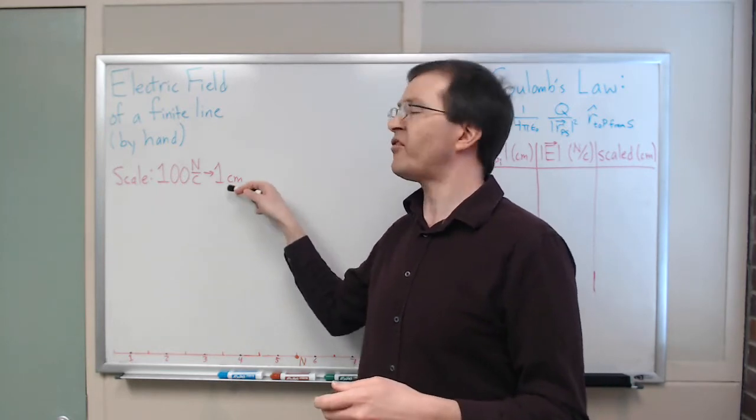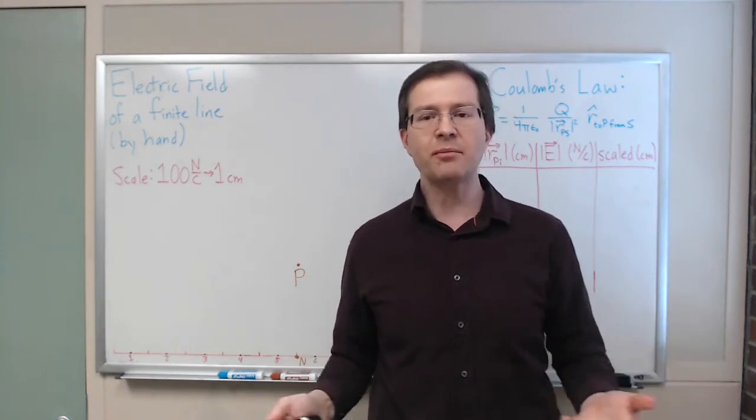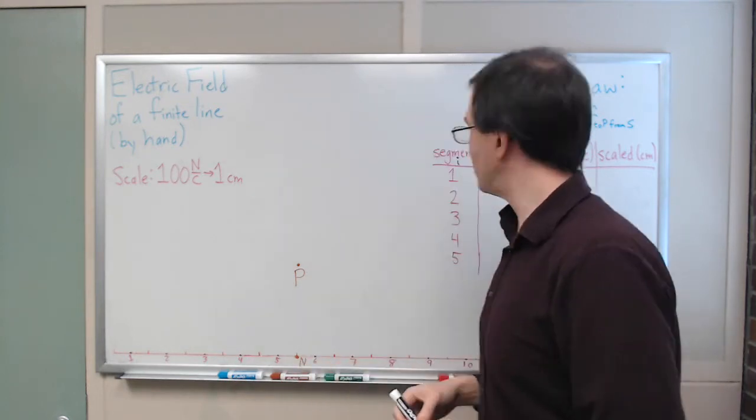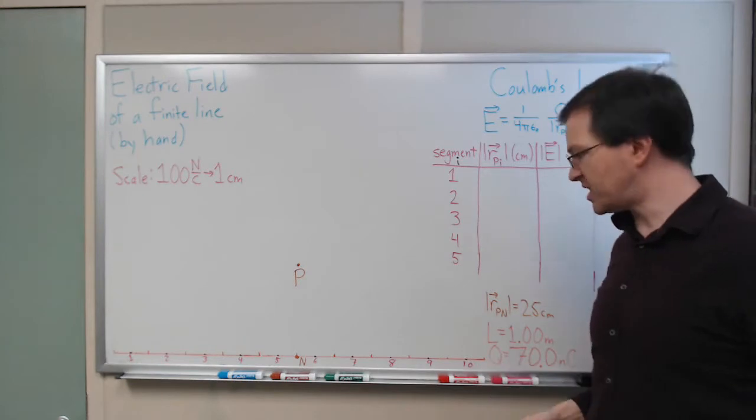500 newtons per coulomb will be a 5 centimeter arrow, and so forth. That's the plan I have. All right, so step 1 is to fill out this table to find those distances.